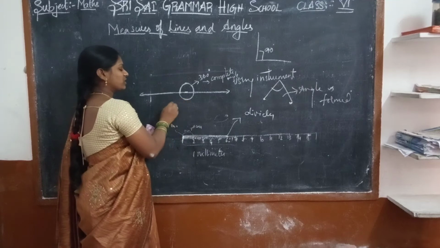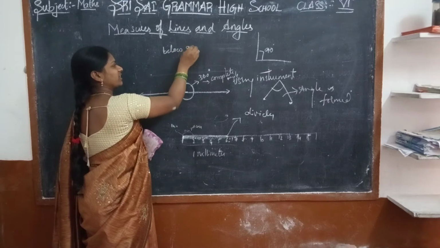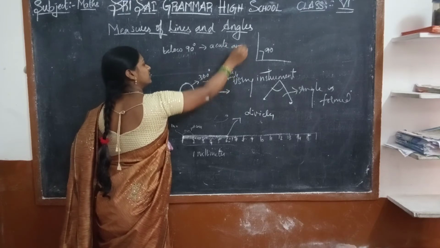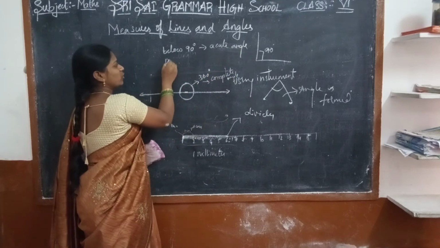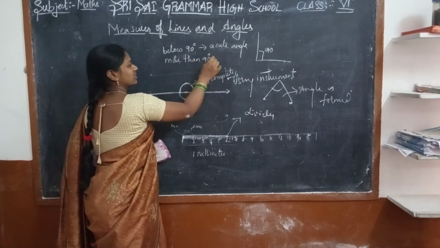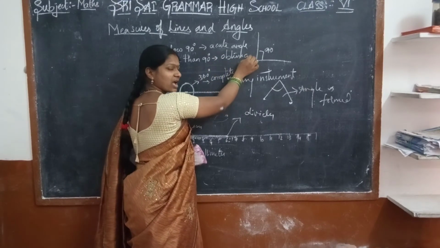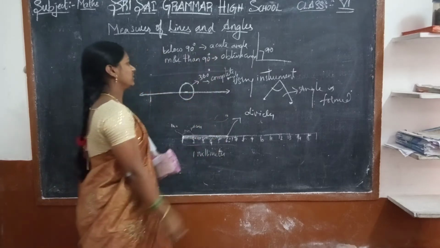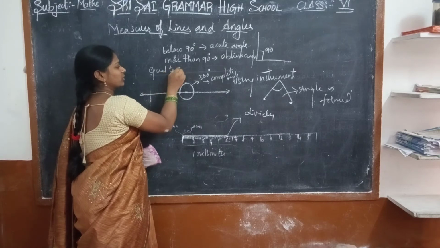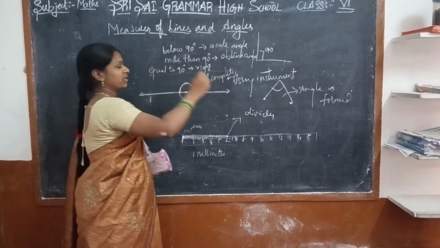The ray which is below 90 degrees is an acute angle. More than 90 degrees is an obtuse angle. Which is equal to 90 degrees is a right angle.